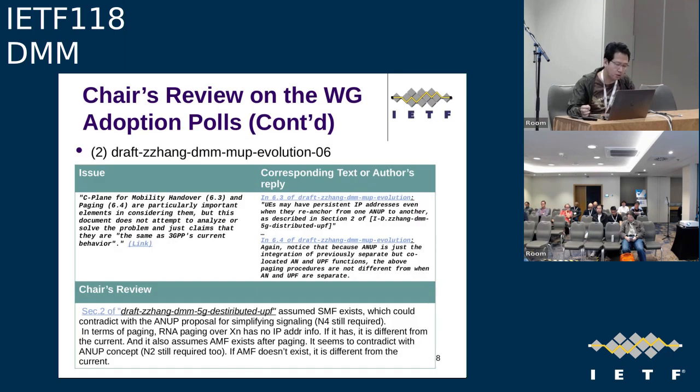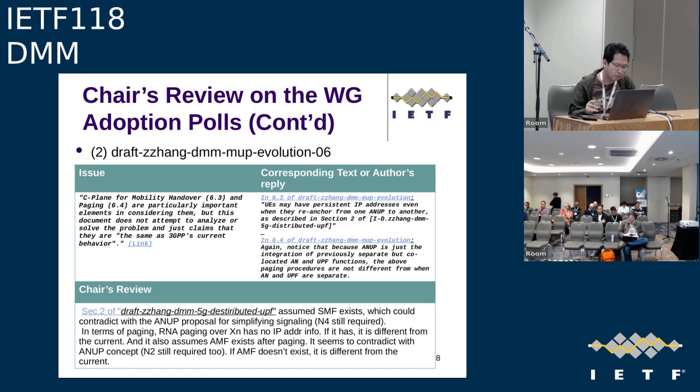The next issue I found is that the C-plane for mobility, handover and paging are particularly important elements to consider, but this document does not attempt to analyze or solve the problem and just claims that they are the same as current 3GPP behavior. I couldn't find the author's reply, but I found text in the draft. The draft says the UE may have a persistent IP address even when they re-anchor from one Anoop to another, as described in section 2 of the distributed UPF draft. And for paging, section 6.4 says that because Anoop is just the integration of previously separate but co-located AN and UPF functions, the paging procedure is not different from when AN and UPF are separate.